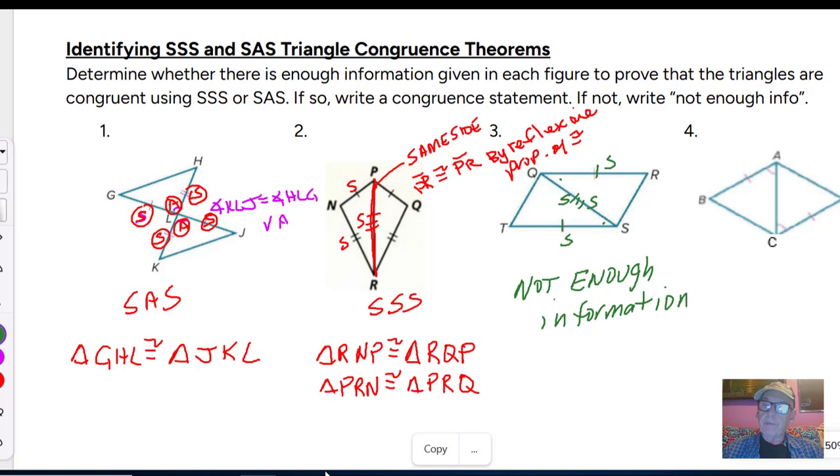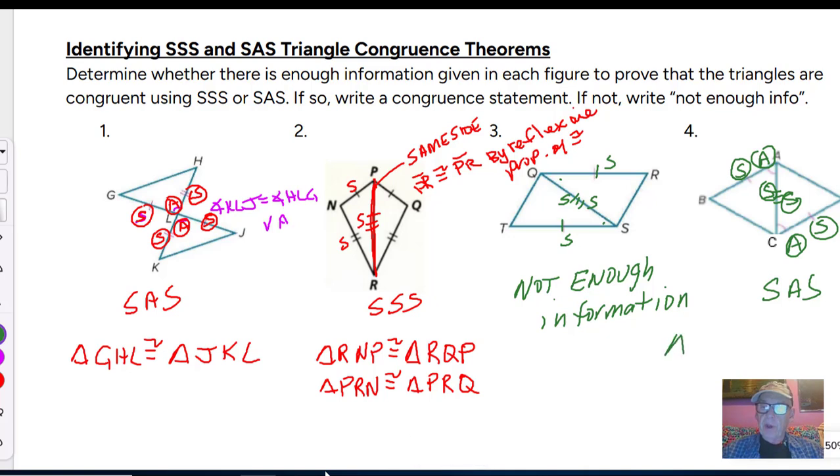Let's look at number 4. Here we've got a side labeled as congruent to that matching side over there. This angle BAC is labeled as congruent to this angle DCA. And then by the reflexive property of congruence, AC is the same shared side between both triangles. That gives us another S part of the pattern. So between the two triangles, we actually have an SAS pattern. So these two triangles are congruent by SAS.